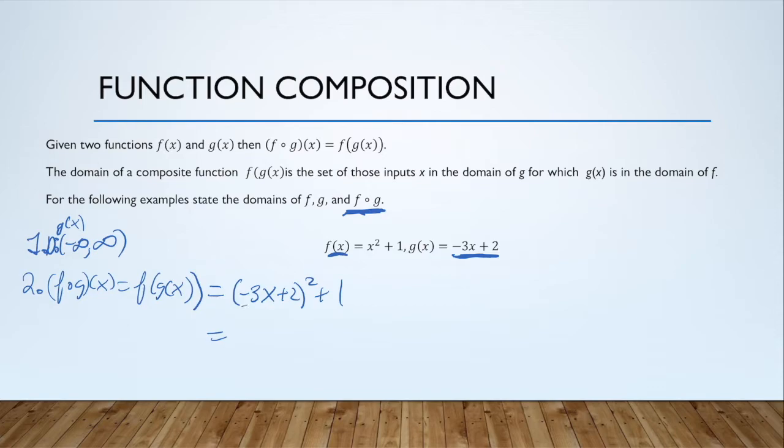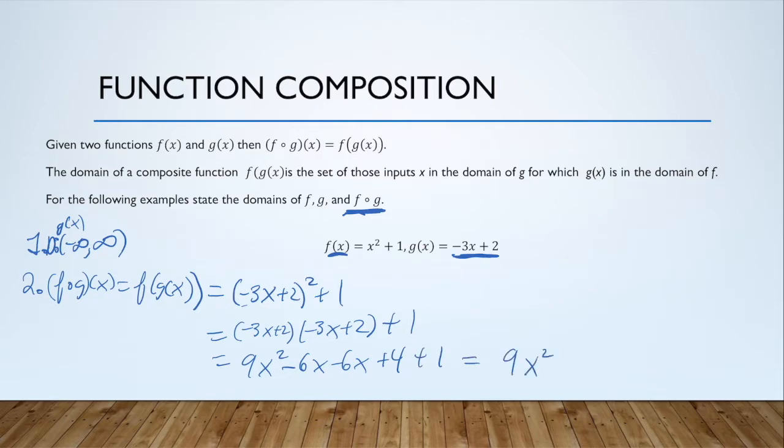We're going to FOIL this out. Remember, we don't just distribute the negatives. Sometimes it helps to rewrite it, but it's not a necessary step. That gives me 9x squared minus 6x plus 4 plus 1. And then we combine like terms to get 9x squared minus 12x plus 5. So this is our composite function.